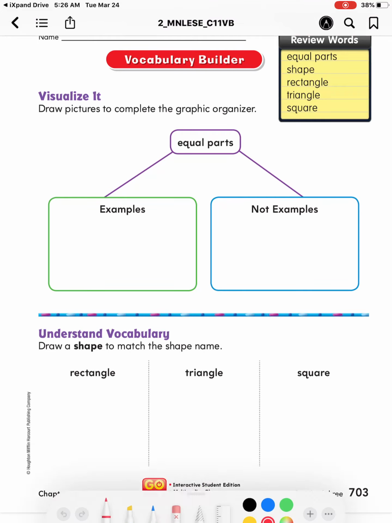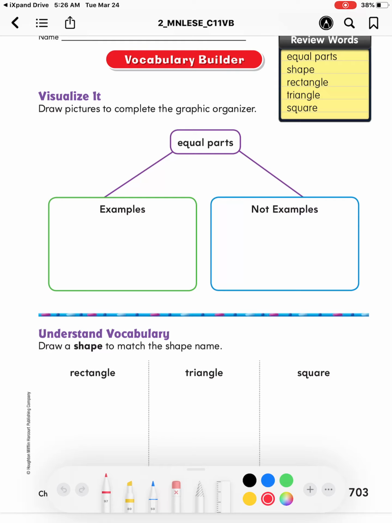Now let's start a vocab builder. First, we need to read the review words. Equal parts. Sometimes we call it also equal shares. Okay? Shape. Rectangle. Triangle. Square. Now let's draw pictures to complete the graphic organizer.